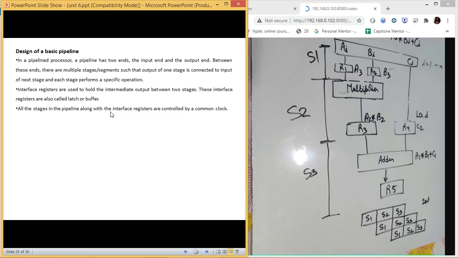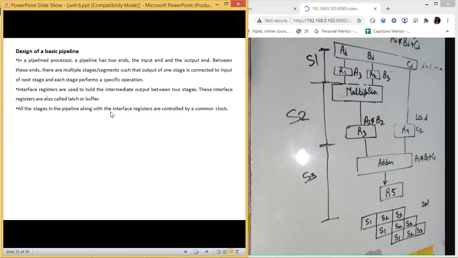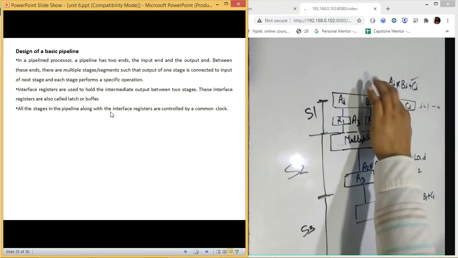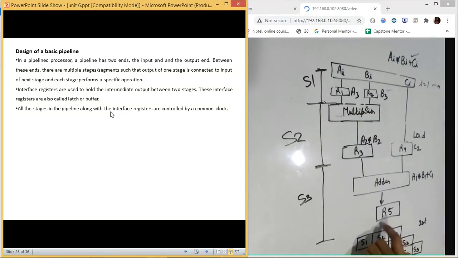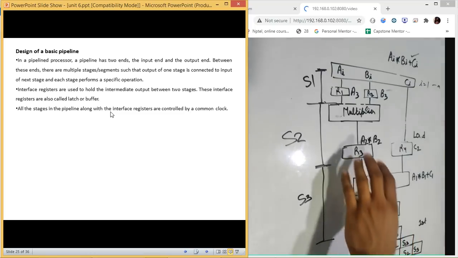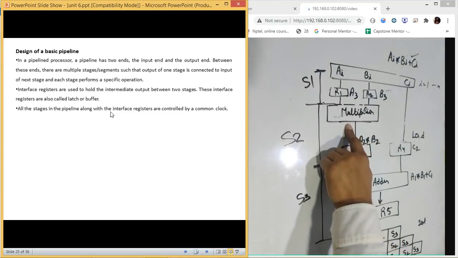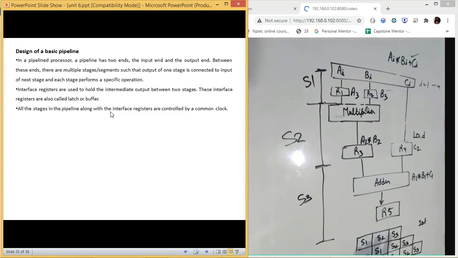In a pipeline process, a processor pipeline has two ends. One is the input end and one is the output end. So simply this will be the input end, and this will be the output end. Between these ends there are multiple stages. So this is one stage, another stage, addition, subtraction, and all the different types of instructions which are there. So we can call them different stages.